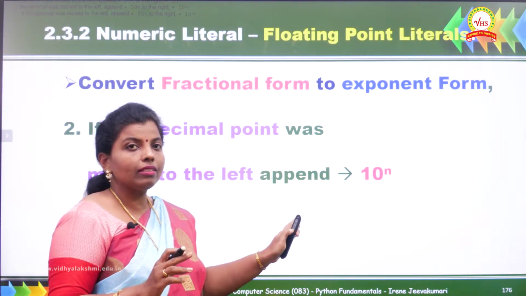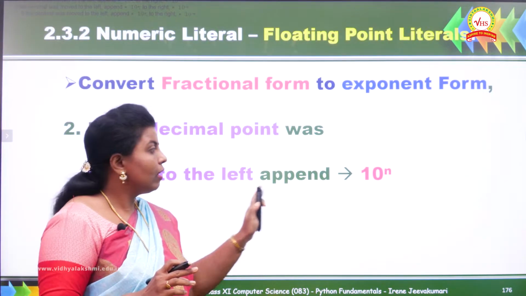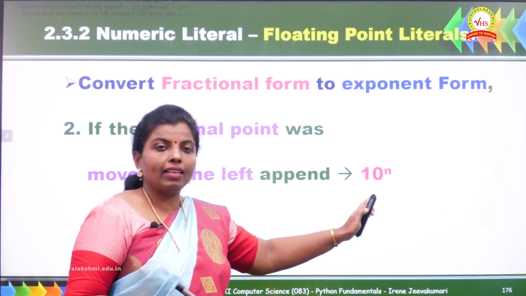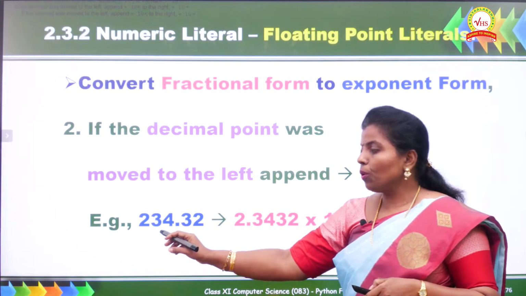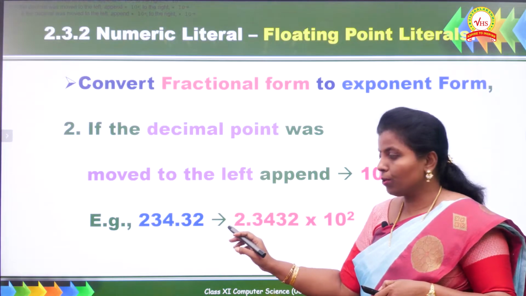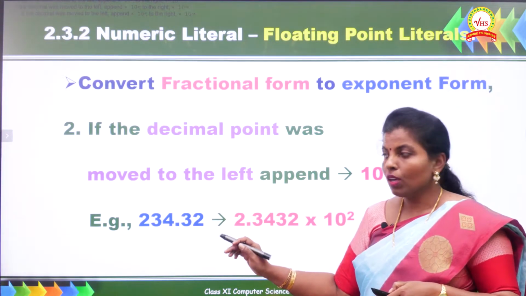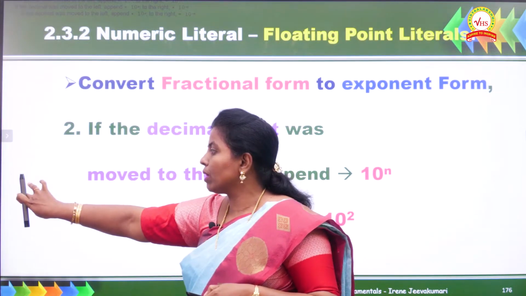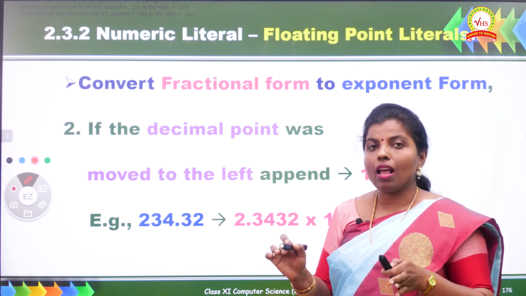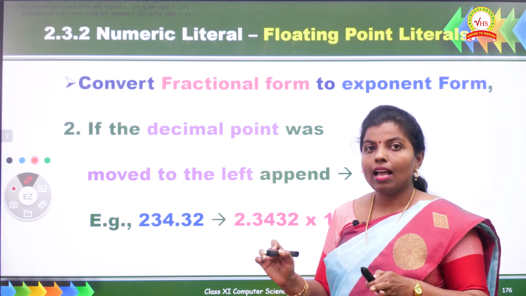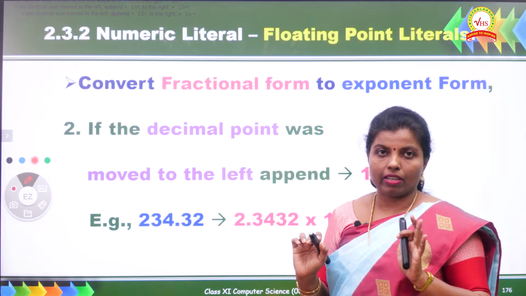If I am moving the decimal point towards the left, then I am just going to append it as 10 power n. So, just for example, you can see 234.32 is there. This is a given number. So, this given number has to be converted into the exponent form. So, according to the rule, I have to move the decimal point after the first digit of a given number.